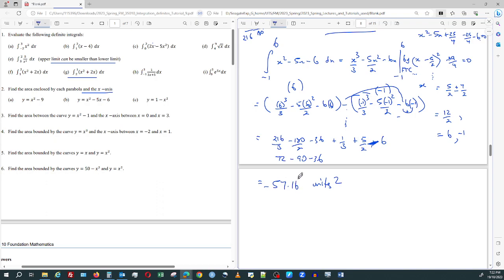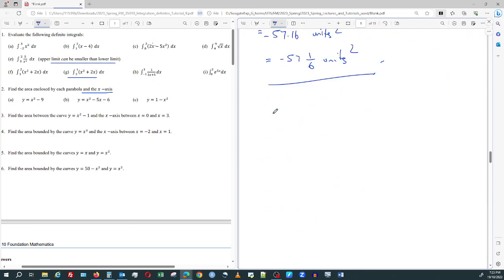Minus 57.16 repeater is minus 57 and 1/6 units. So we got there in the end. Corrected the mistake that I made for that silly 6. And that's good. It's good that you see me doing stuff like that. All right, let's have a look at C. I think we've still got time. It's just 15 minutes, so we'll do C.